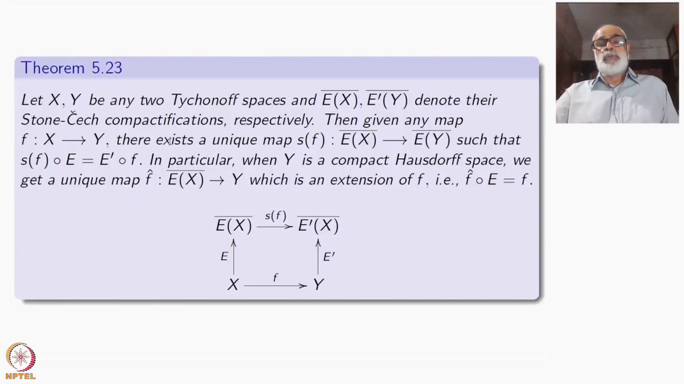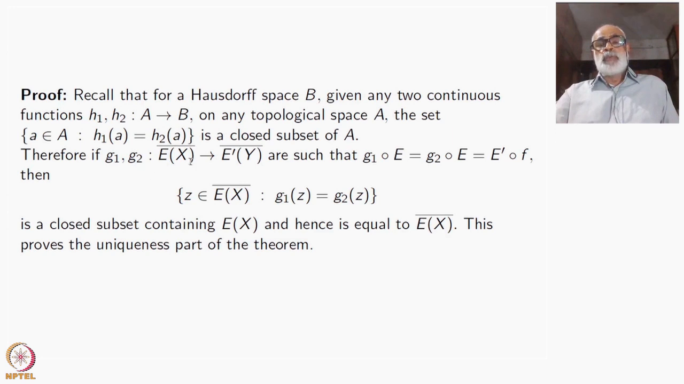Therefore, for the uniqueness part, I am going to use the Stone-Cech compactification E prime Y bar. This is a Hausdorff space. So if you apply this conclusion here to G1 and G2, two functions from E X bar to E prime Y bar, such that G1 composite E equals G2 composite E. Both of them, by the very definition and by the very condition, must be equal to E prime composite F. G1 composite E must also have this property, and G2 composite E must also have this property. Therefore, G1 of E equals G2 of E. That just means that the set of all points of E X bar, let us call it Z, wherein G1 of Z equals G2 of Z, is a closed subset. Because what is the meaning of G1 of Z equal to G2 of Z?